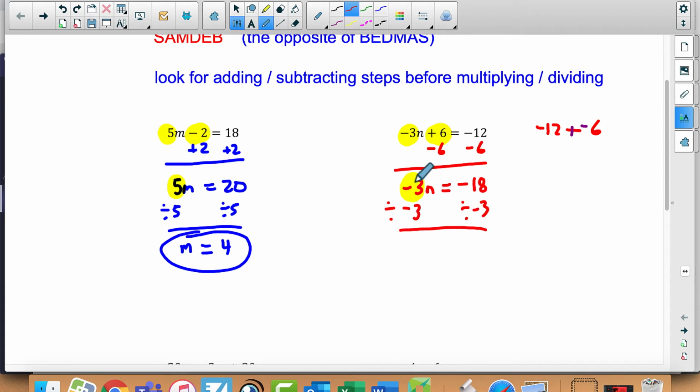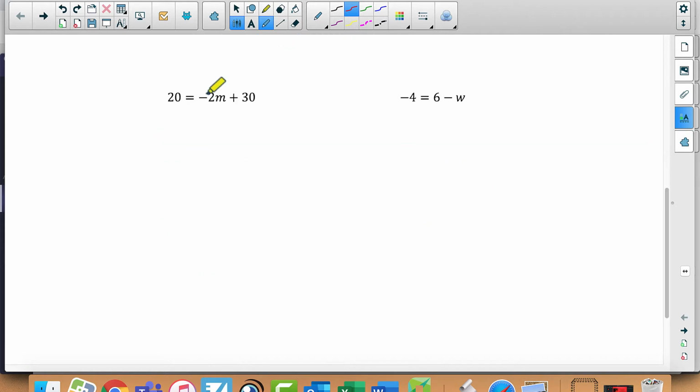So this worked out nicely. The negative 3's are gone, so you're left with n. Nice isolated variable there. On the other side, you have a negative divided by a negative, which is positive, and 18 divided by 3 is 6. So we're good. Okay, variables on the right-hand side this time. Who cares? No different.